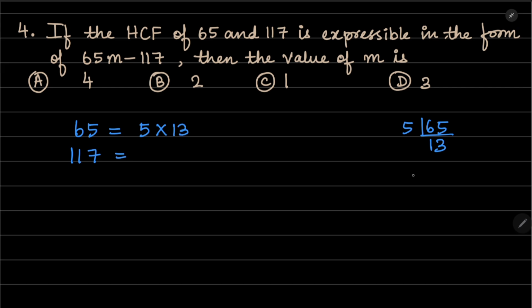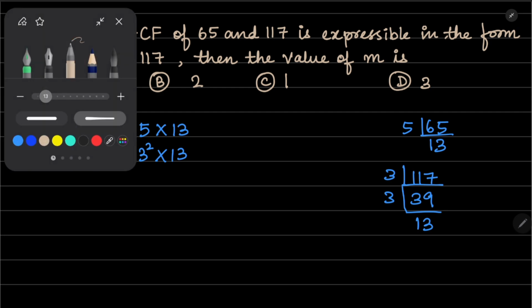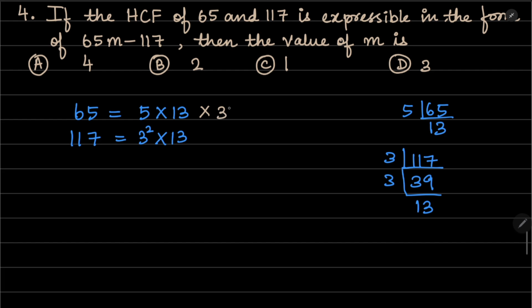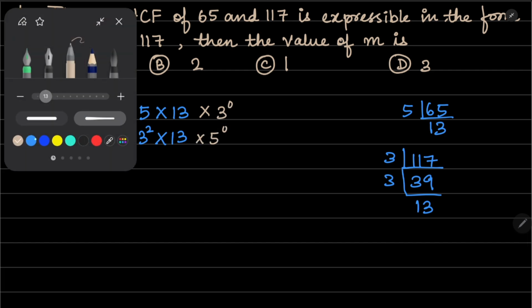Again 117. Let's do the prime factorization. 3 threes are 9, 3 nines are 27. So again 3 and 13. So this is nothing but 3 square multiplied by 13. Right. So I'm going to make sure the factors are common. I'll add a 3 raised to the power 0 here and 5 raised to the power 0 here.